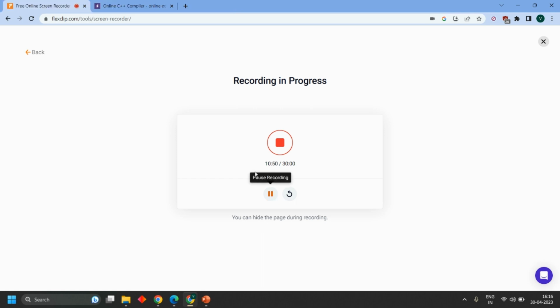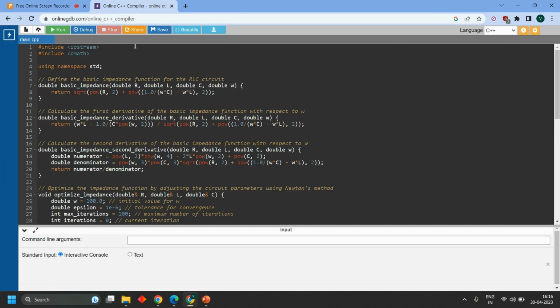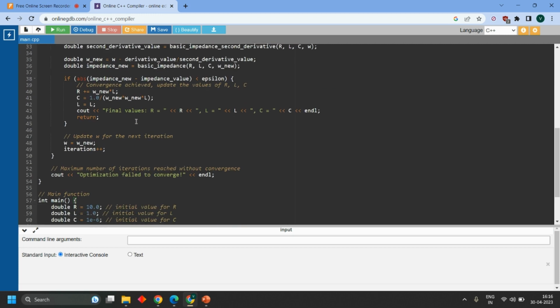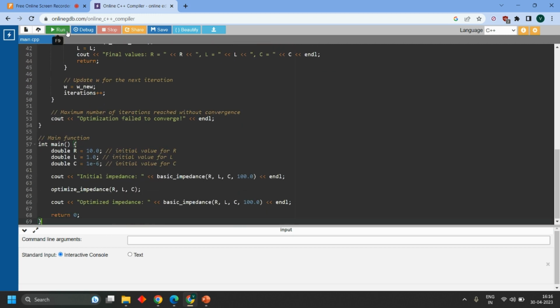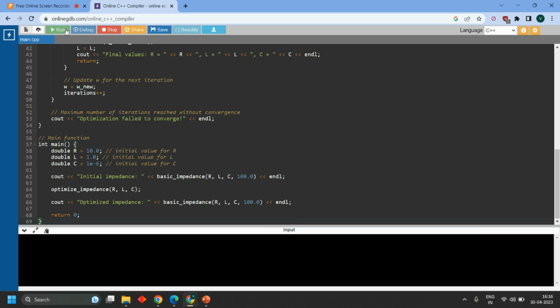Now we'll see the running of the code in an online compiler. As you can see, it is the complete code. Now I'll run it. As you can see, for the given initial values, the initial impedance was 9900. Next, after running the method, we get the final optimized values of the components of the circuit. The final optimized values are R equals 110 ohms, L equals 1, and C equals 0.001. The optimized impedance is 110. That's it. Thank you.